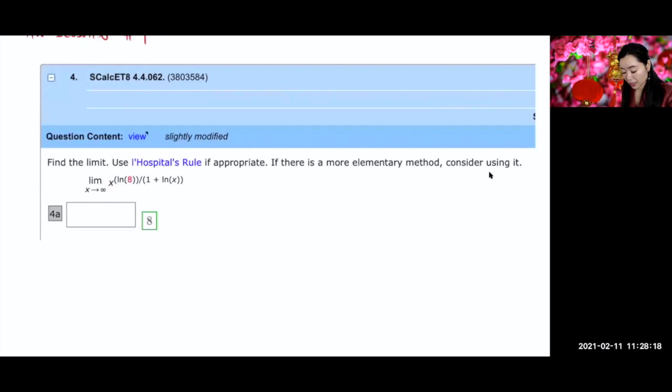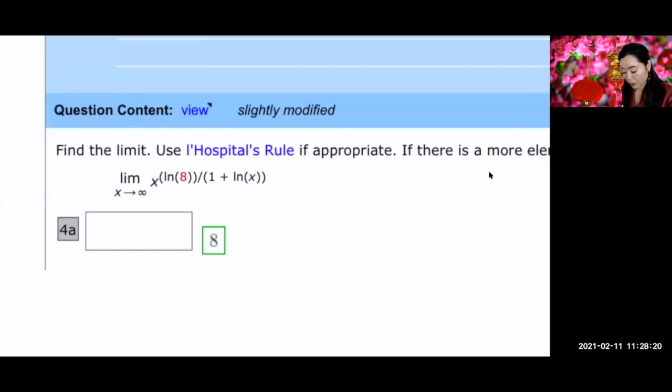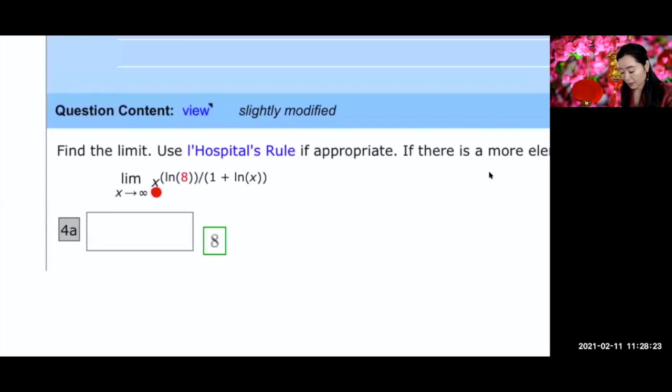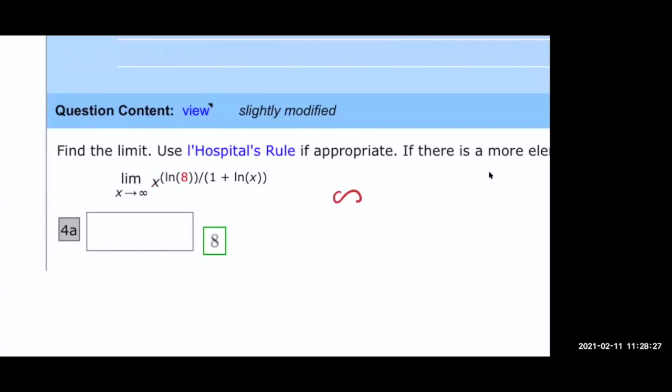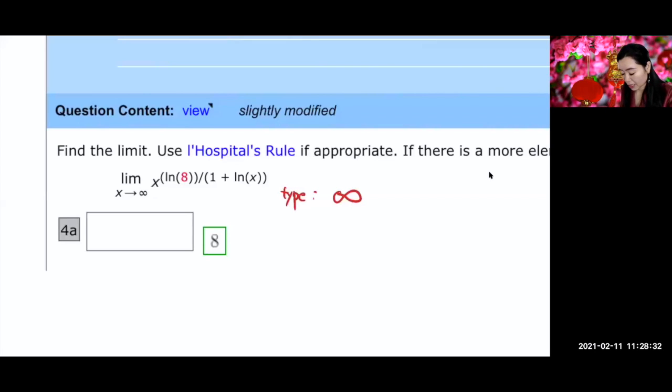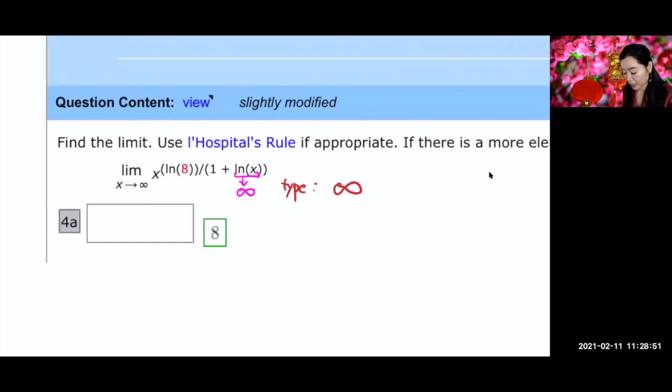You see that when x goes to infinity, this x here is in the base, so that will go to infinity. Okay, so that's the type infinity. And then what happened to the exponent over here? This ln of a is a positive constant. 1 plus this part over here goes to positive infinity. As x goes to positive infinity, ln of x goes to positive infinity.